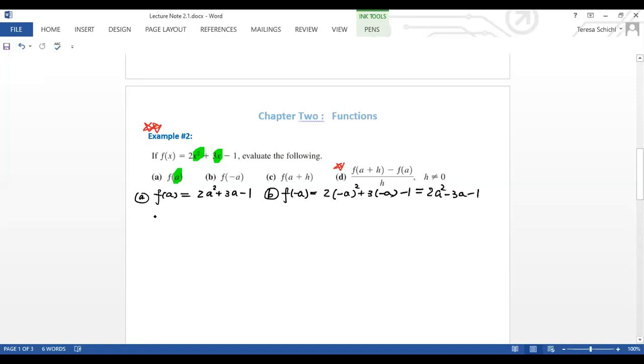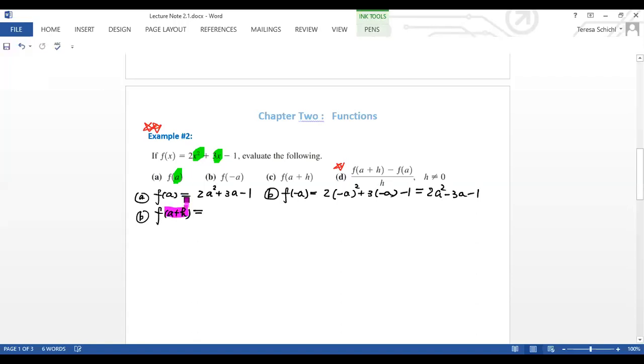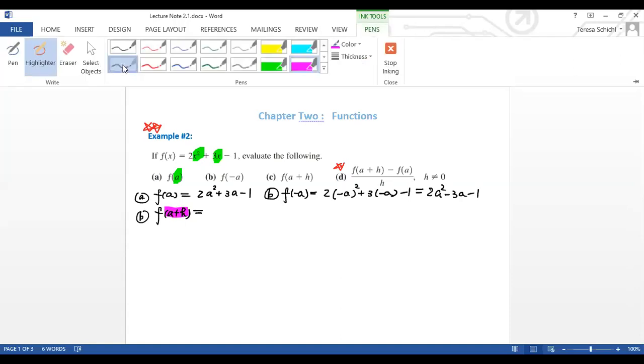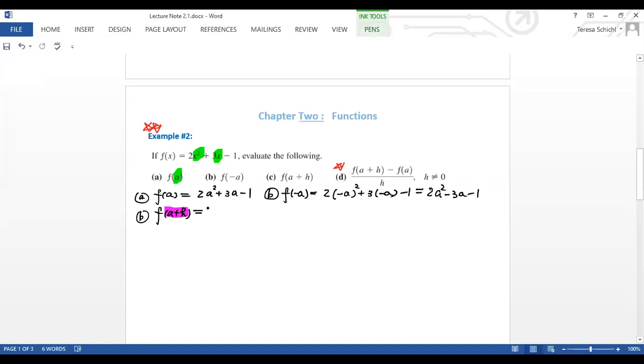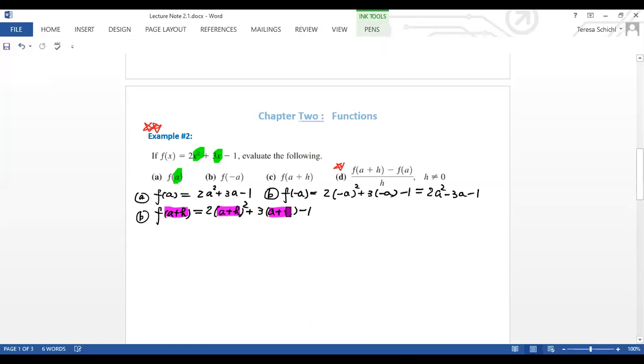Okay, now the next one is here. This is f of a plus h. Be careful. What does that mean? That means every x you need to replace with a plus h, right? So let's see here. 2 times a plus h squared plus 3 times a plus h minus 1, right? So you replace each x here with a plus h.